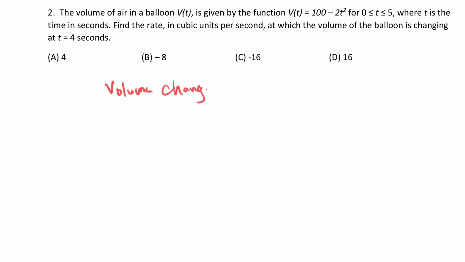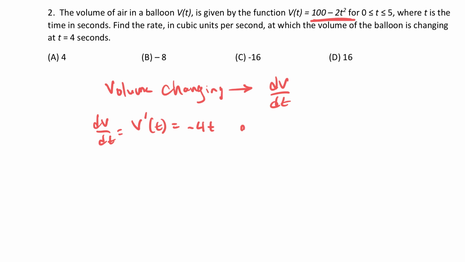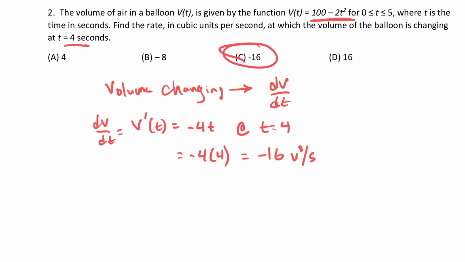So that means we need a dV/dt. Well, that means we need a V prime, right? Because dV/dt is equal to V prime of t. And in this case, I'm given this equation, so let's take that derivative, and that derivative is just going to be negative 4t. But now it says t equals 4 seconds, so this becomes negative 4 times the 4, which will give me negative 16, and that's units cubed per second, but they didn't ask for that, so here is our answer, C. And that was pretty straightforward, but just understanding that this is a rate problem.